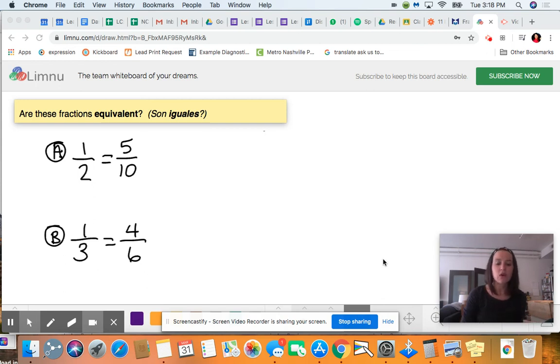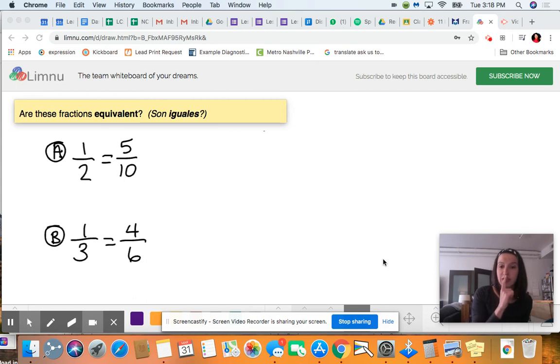Okay? So, first, our question today is, are these fractions equivalent? ¿Son iguales? Es una pregunta hoy. No sabemos en este momento. Y vamos a ver con la multiplicación. So, first, when I look at this first set of fractions, the question is asking me, are they equal?